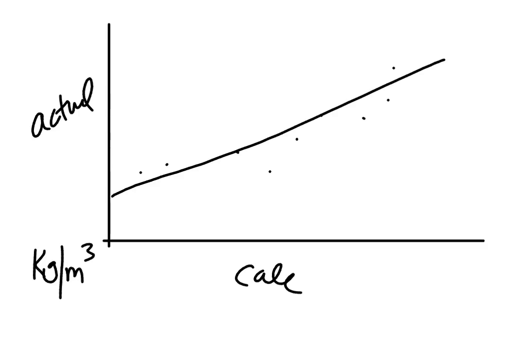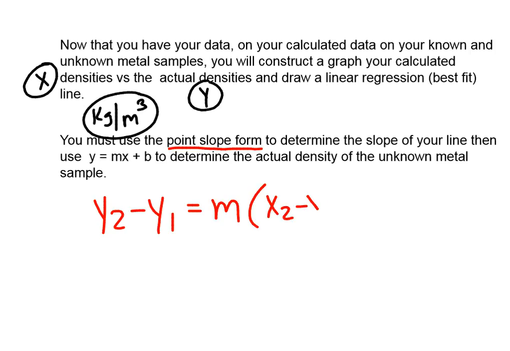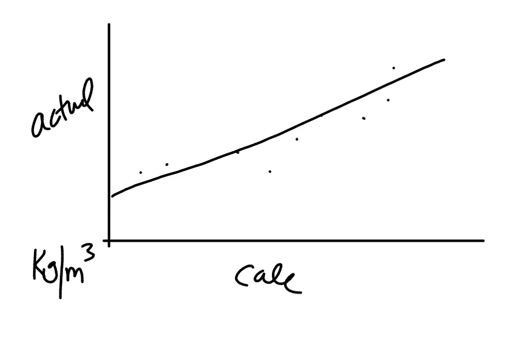Now that I have my line, I'm going to use the point slope form to determine the slope of your line. So we have y2 minus y1 equals m times x2 minus x1. You're just choosing any 2 points on the line. Do not choose this point and that point. They are not on the line. You need to choose 2 points that are on the line. So I'm going to choose that point right there and this point right here.